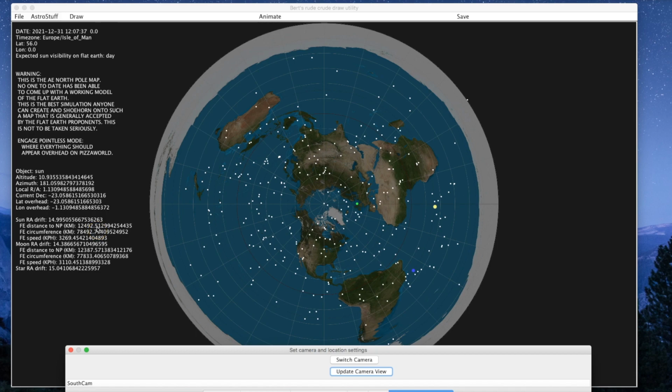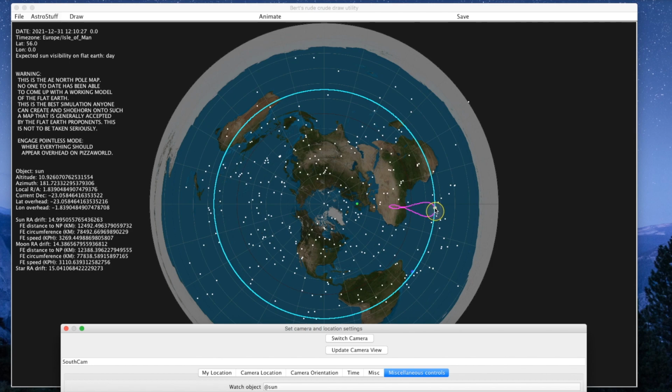with a distance of 12,402.5 kilometers. If the Earth is flat, as depicted like this, that would mean that the circumference that the sun would have to travel in a 24-hour period would be 78,492.78 kilometers. We know that the sun does not move at precisely 15 degrees per hour throughout the year, and at this moment in time, the sun has a right ascension drift of 14.9905 degrees.